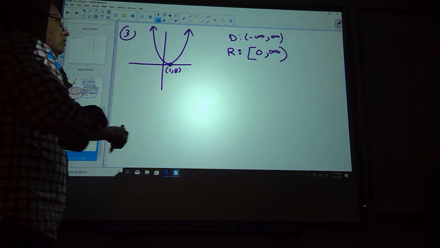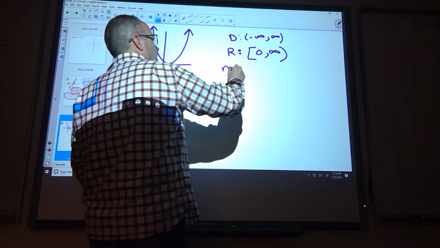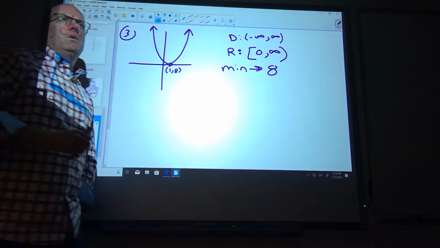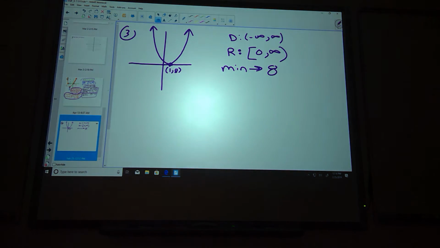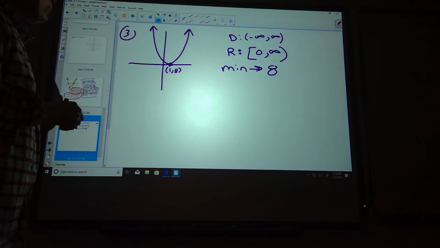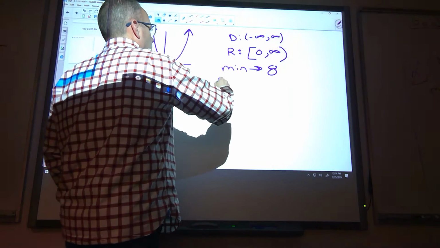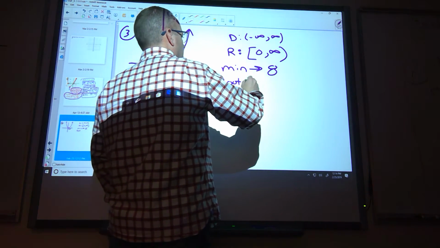Min or max. Well, this is a minimum, and our minimum value is at 0. So when you're asking about minimums and maximums, you're talking about where is the x, or where's the y? What's the lowest y or the highest y? And then roots. So that's a 0 right there. So for roots, I actually only have one root.